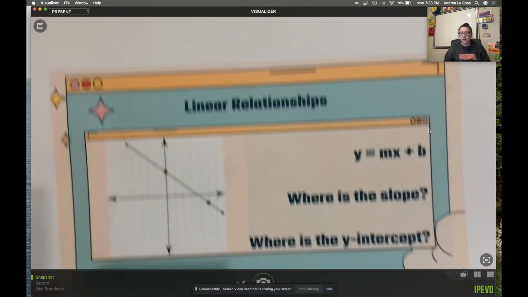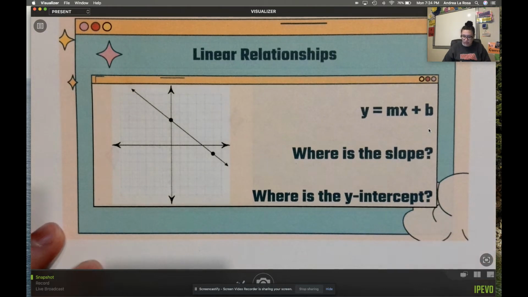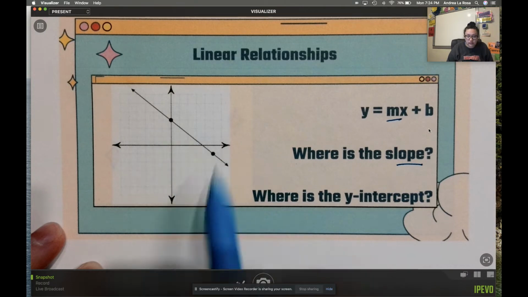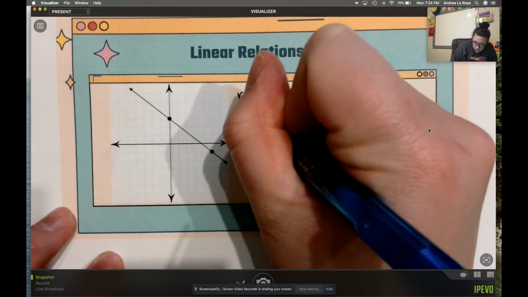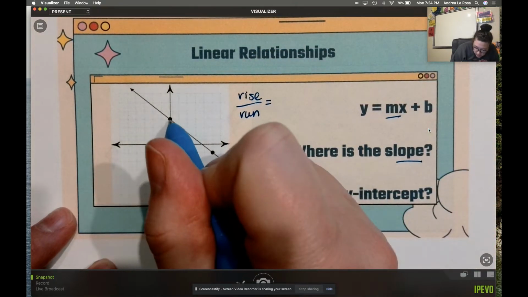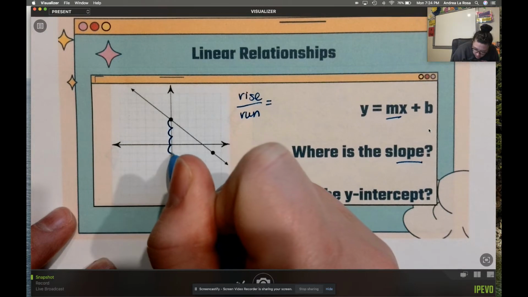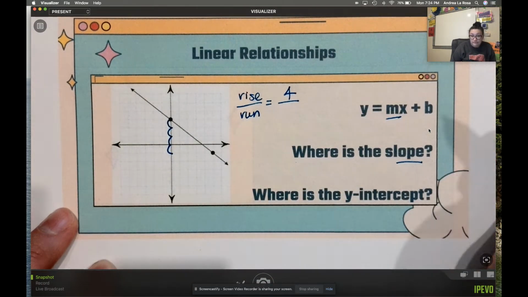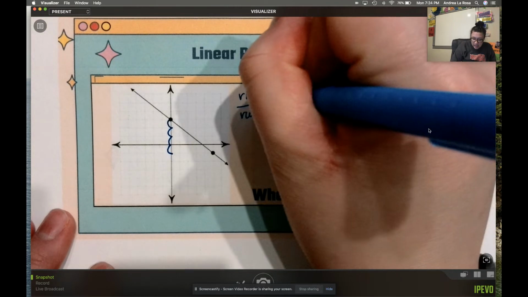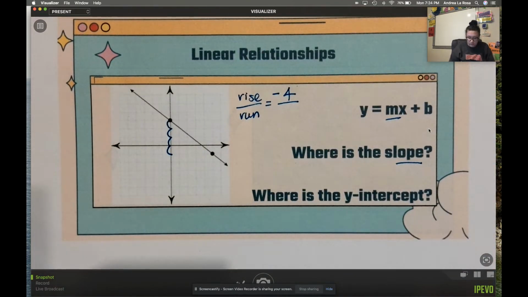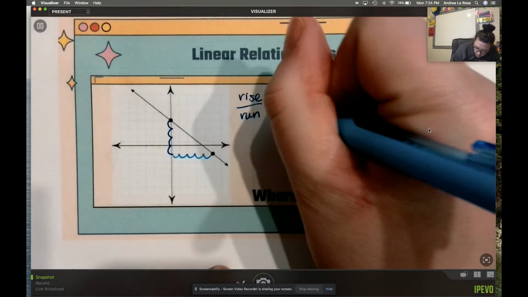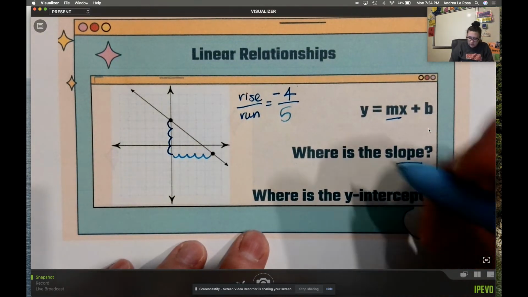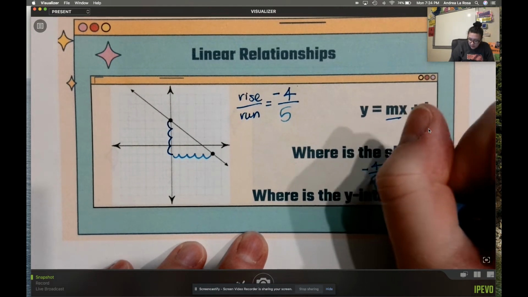So looking at this line, quick little review. Y equals mx plus b. What's my m here? What's my slope? I've got my two points. Remember, I do rise over run. Between these points, my rise is 1, 2, 3, 4, but because we went down, it's a -4. And then for my run, 1, 2, 3, 4, 5. So my slope here is -4 over 5.